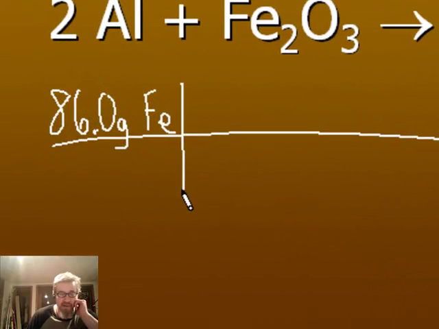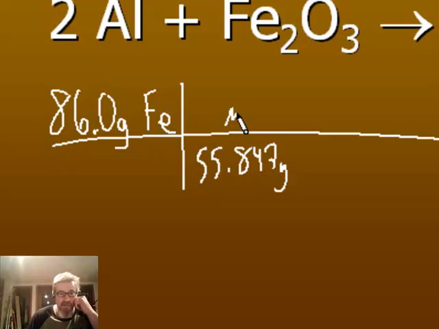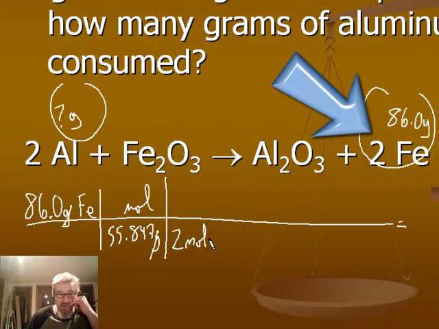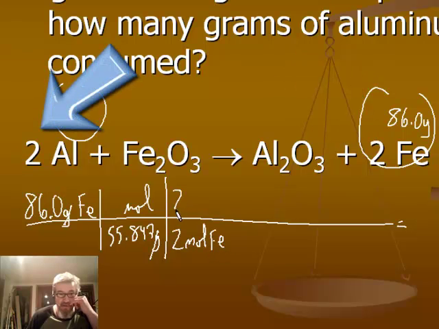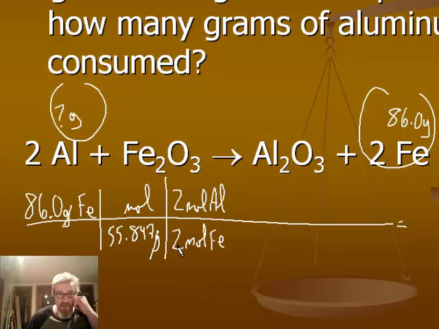So I need to convert grams of iron into moles of iron. That takes the molar mass of iron, 55.847 grams per mole. With grams canceled away, I now have moles of iron, and I can use the mole bridge. So the mole ratio here is 2 moles of iron to 2 moles of aluminum, and that comes from the balanced chemical equation. Those numbers there, the 2 and 2, they're just the coefficients on the species in the equation.